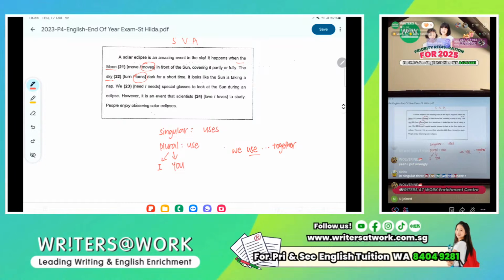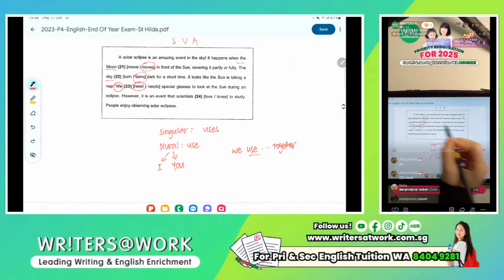Okay, it looks like the sun is taking a nap. We need or needs special glasses to look at the sun. We is plural, just now Kira has already explained. So the answer will definitely be the plural form for need. Okay, yes, very well done, Wolverine.